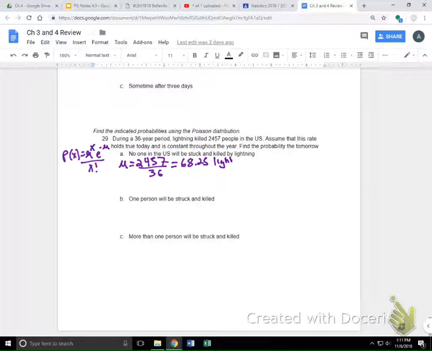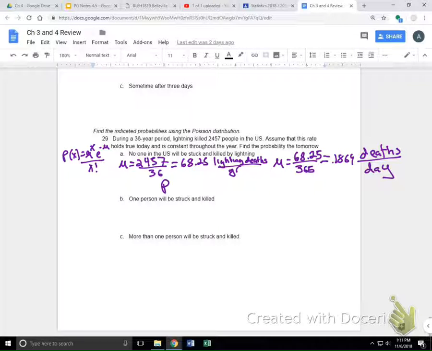Lightning deaths per year. But that's not really what I'm interested in. I want to know how many are per day. So 68.25, and we have 365 days in a year, which gives me 0.1869 deaths per day. Cheery, right?